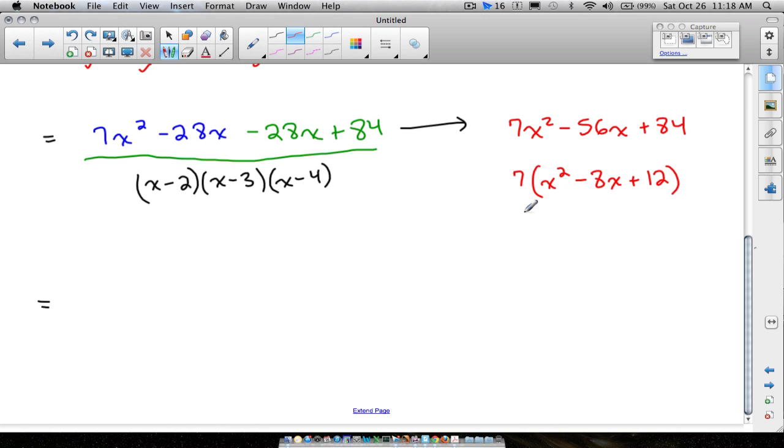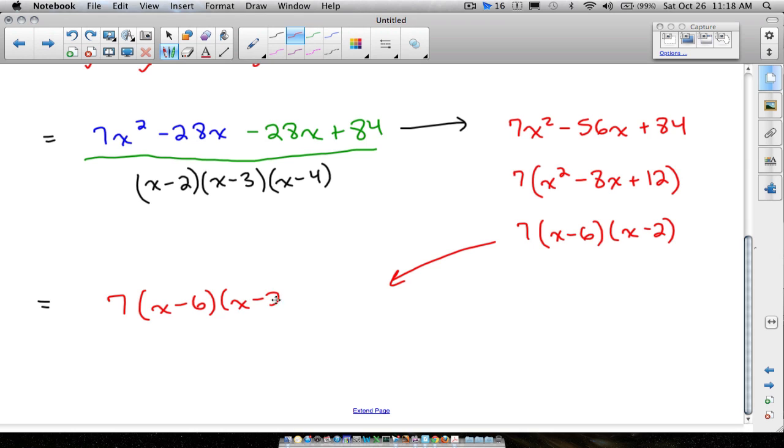This will factor even further. Now, when we pulled that 7 out, we have a trinomial that we can factor using the product sum. Negative 2 times negative 6 gives you positive 12, and negative 6 plus a negative 2, those two numbers add to give you negative 8. So x minus 6, x minus 2. Let's bring that back, and that becomes our new numerator. So up top, 7 times x minus 6 and x minus 2.